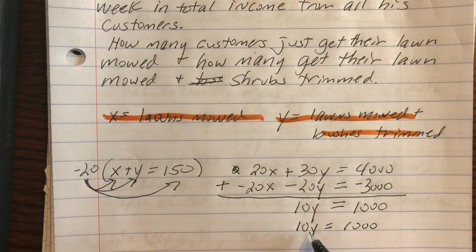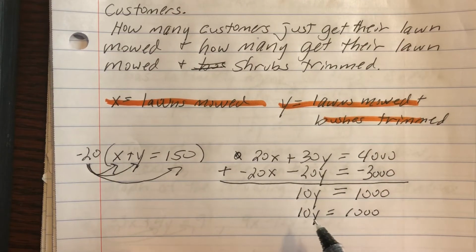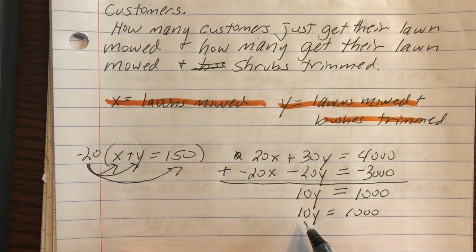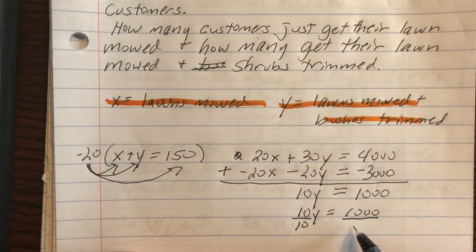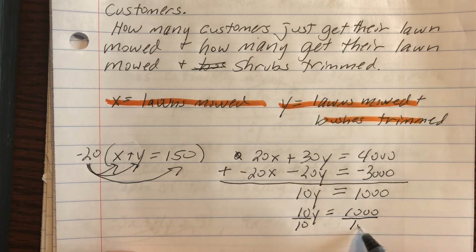So 10y means 10 times y. To solve that, we're going to use the inverse operation, which is division. So I'm going to divide by the coefficient here, 10. And I have to do the same operation to the right side of the equation. So I'm dividing that by 10.